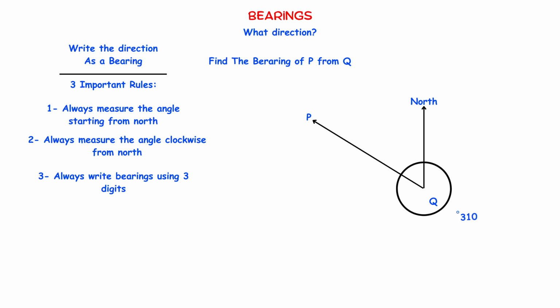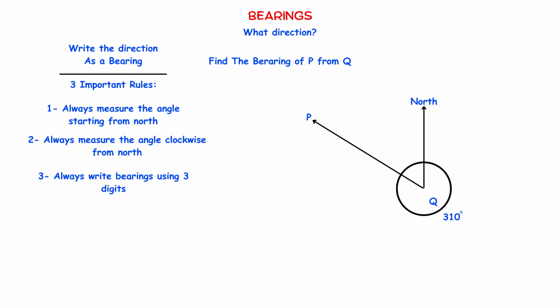Let's try another one. So this time we have the points P and Q, and we need to find the bearing of point P from point Q. So importantly, this time we're trying to find the bearing from Q. So we're starting at Q and need to go in this direction to get to P. So to find the bearing, we're going to start off by drawing the north arrow, and then we're going to measure this angle here, which is the clockwise angle going around from north. And in this case, this angle is 310 degrees. Then as a last step, we need to make sure that our angle has 3 digits, which in this case, it already does. So our bearing is 310 degrees.